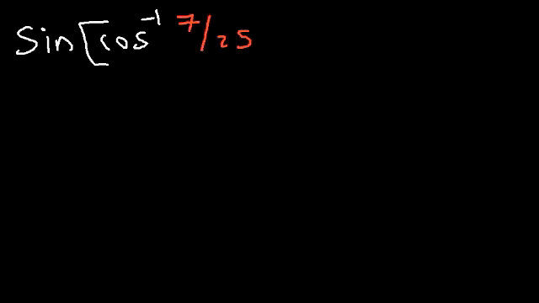What would you do if you saw this on a test? Sine inverse cosine 7 over 25. What is the answer? Even though this question may look hard, it's not hard. It's actually easier than what we've been doing. So notice that we have a positive value, 7 over 25. So therefore, we need to draw a triangle in quadrant 1.